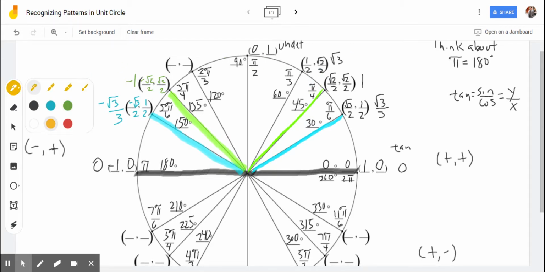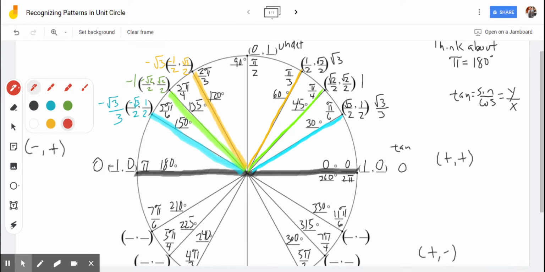We'll go here, at pi over 6. Sorry, not pi over 6, pi over 3, or 60 degrees. Its mirror image is at 120, or 2 pi over 3. And negative x, positive y, so it becomes negative 1/2, positive radical 3 over 2. And our tangent value is going to be negative radical 3.